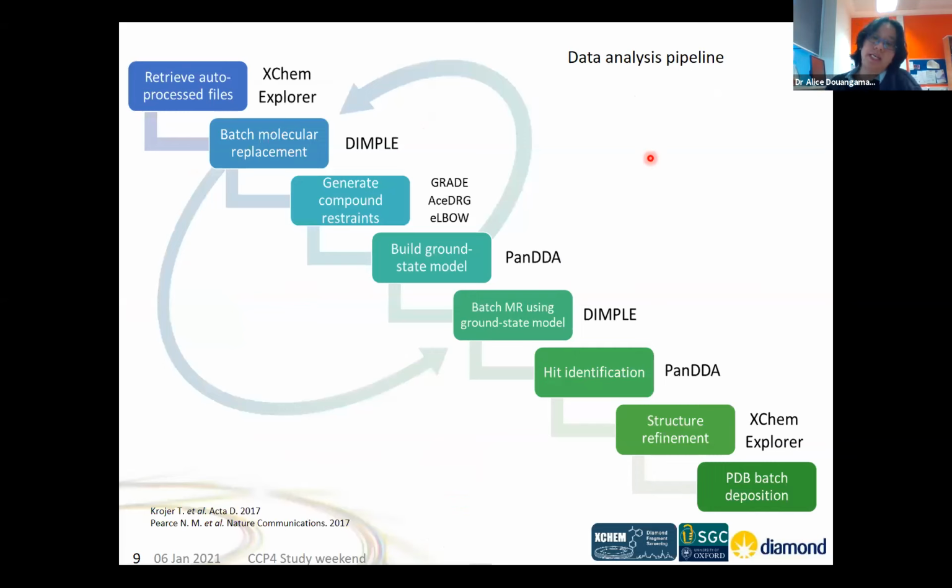So in terms of data analysis, the pipeline is basically controlled through XChem Explorer, the software that Tobias wrote. And basically it consists of several steps. The first round is to build your ground state model so that you have a reference model without any ligands.